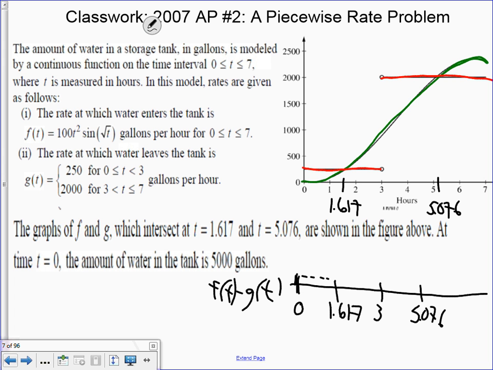So between 1.617 and 3, is rate in minus rate out positive or negative? Positive, because rate in is greater than rate out. How about between 3 and 5.076? Negative. And then what about after? I guess it's positive to 7. Okay. Yes. You mean if you had to graph it yourself, then you'd have to graph it yourself. Okay. Yeah.